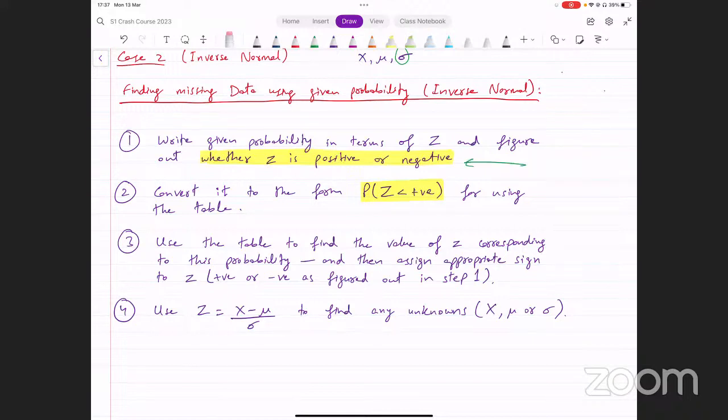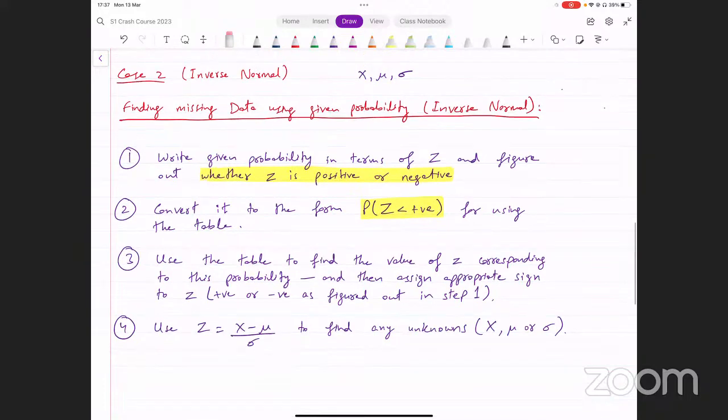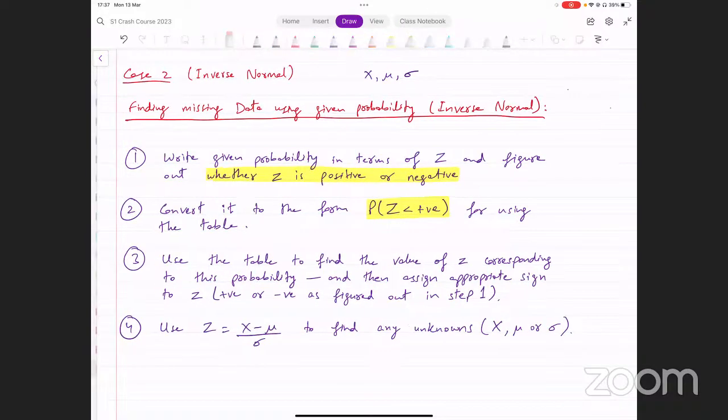Once you're done with that, use the formula z equals x minus mu over sigma to find any unknowns that you have. So you'll have the value of z. One of these three things might be missing, which you can figure out, or maybe two things might be missing. In that case, you'll have two pieces of information given and you'll have to solve some simultaneous equations to find the values of those two unknowns. All right, so this is what we did in the last session. So these are two concepts that we have in normal distribution.